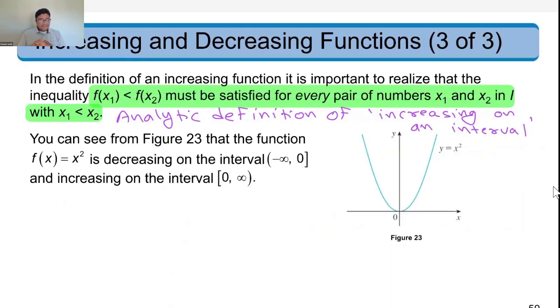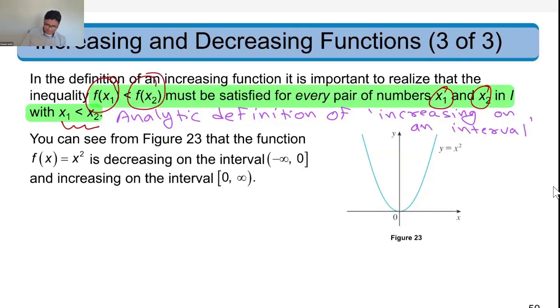There is an analytic aspect to this, which you should also be familiar with, because you may not always be given a graph, right? Analytically, how will you know if a function is increasing on an interval? And here is the definition, the one that I have highlighted in green color. If a function is increasing, what should happen? Whenever you take 2 points x1 and x2, where x1 is less than x2, then the corresponding f of x1 should be less than f of x2.